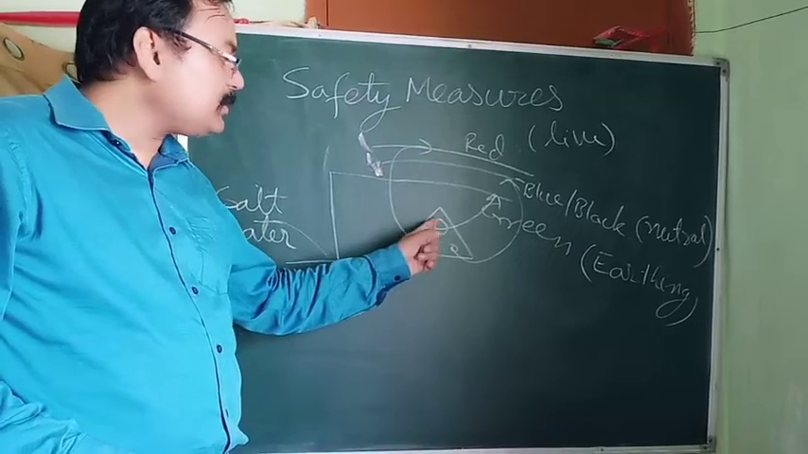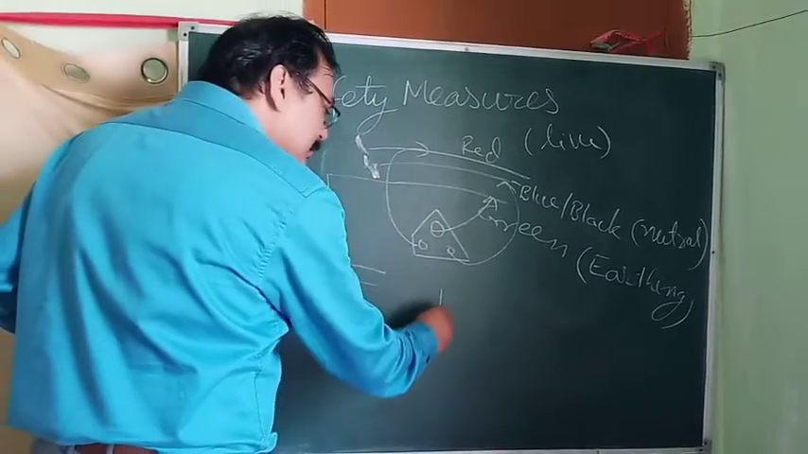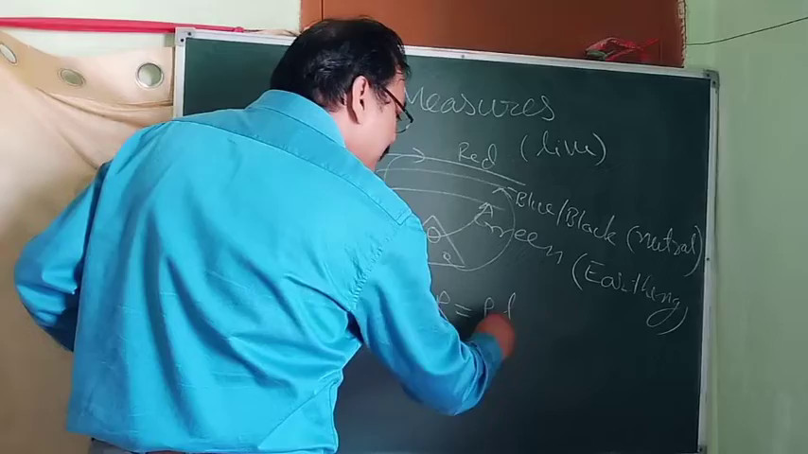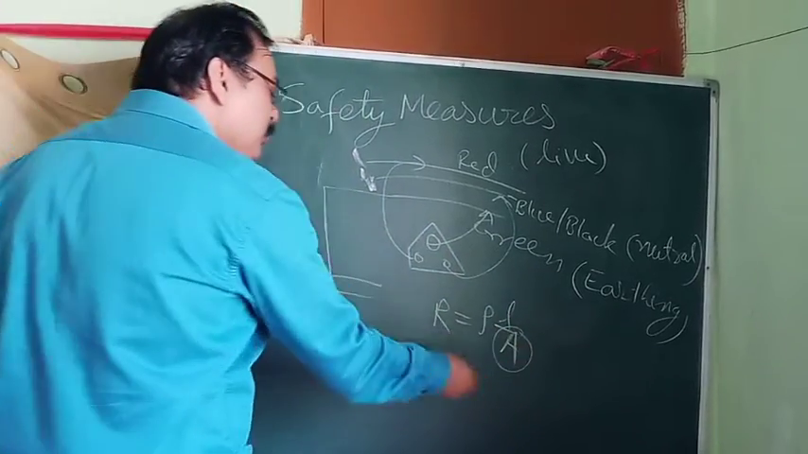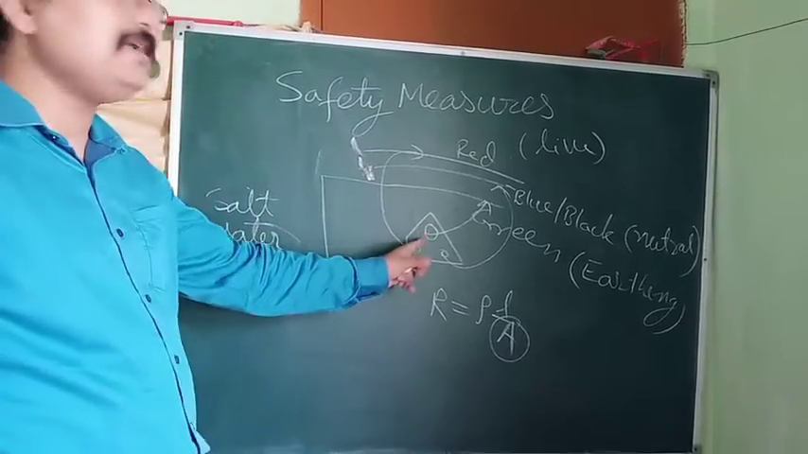You know why this thickness is more? Because we know that resistance is equal to rho L by A. When it is thicker, then the area of cross section is more. When the area of cross section is more, then resistance is less. So this has got the least resistance.